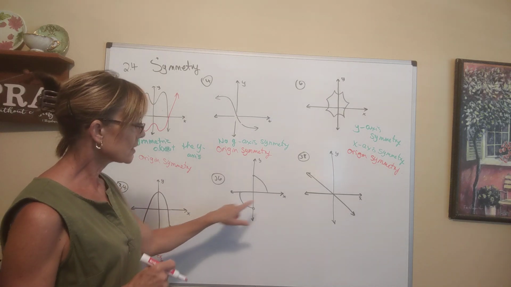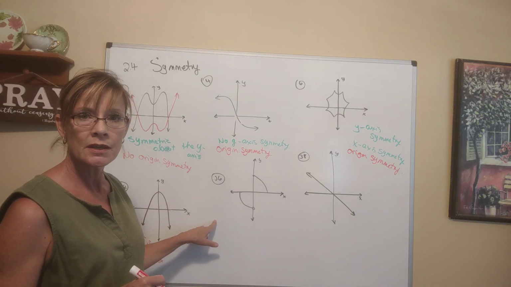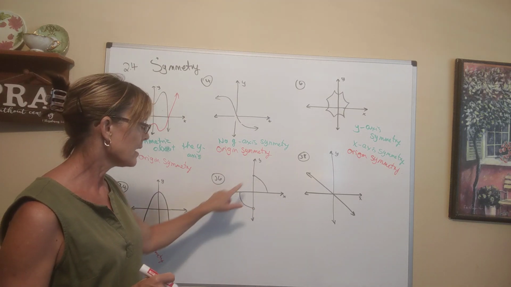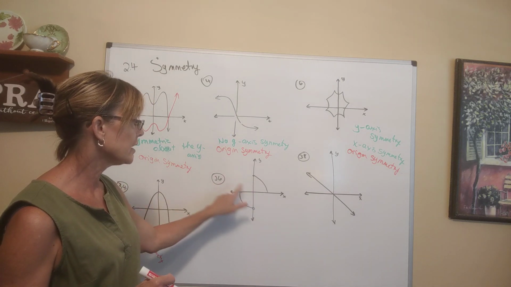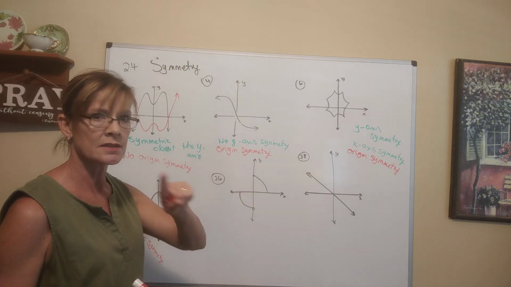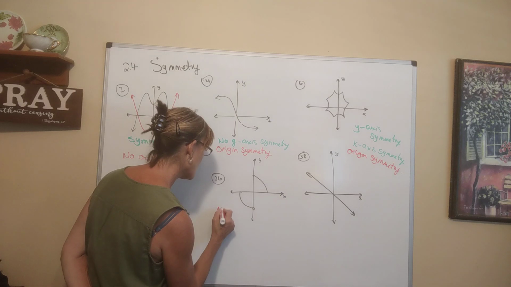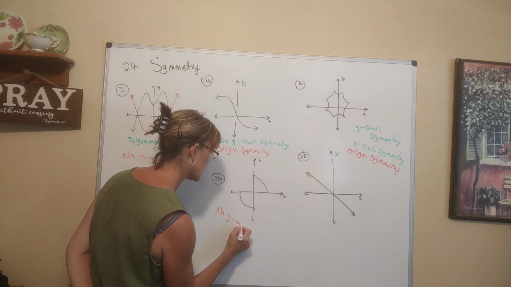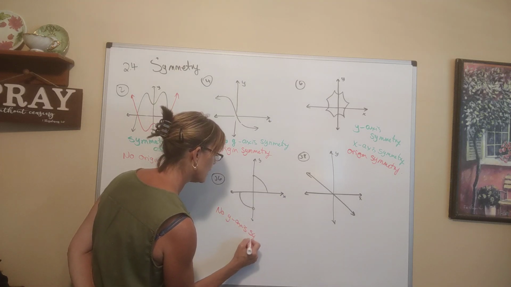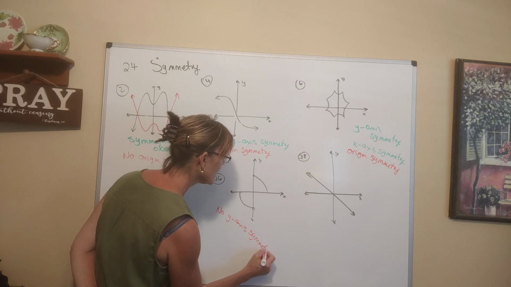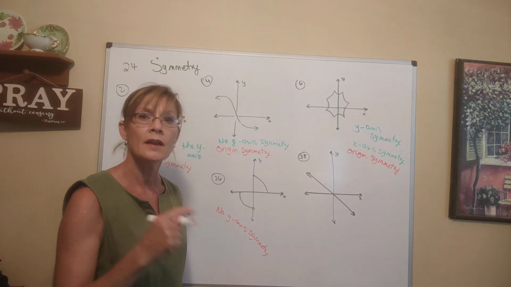Okay, look at 36. Does this look the same on both sides of the y-axis? No, it doesn't. If it did, I would see a picture over here, and I would see a picture over here, but it doesn't. So this is no y-axis symmetry.